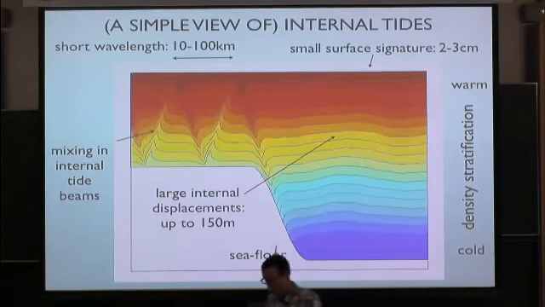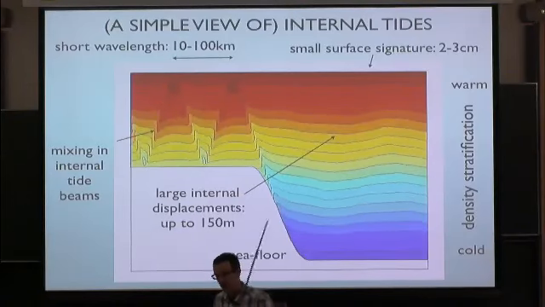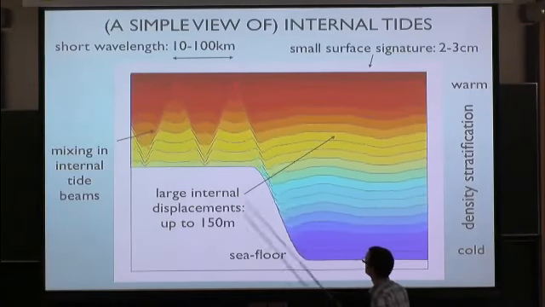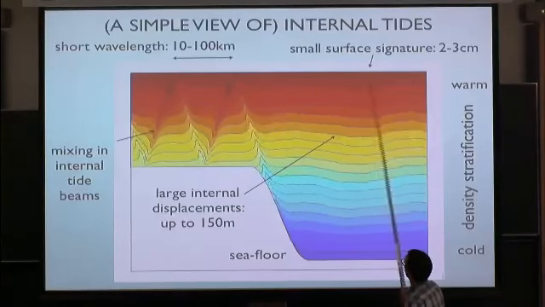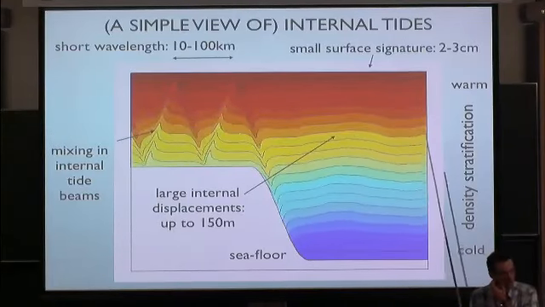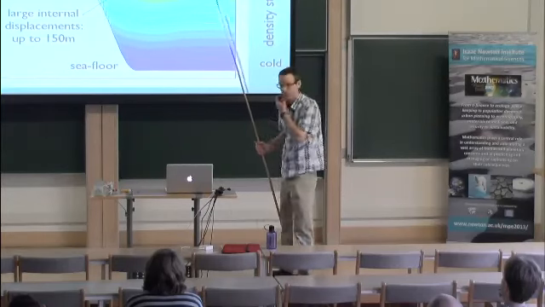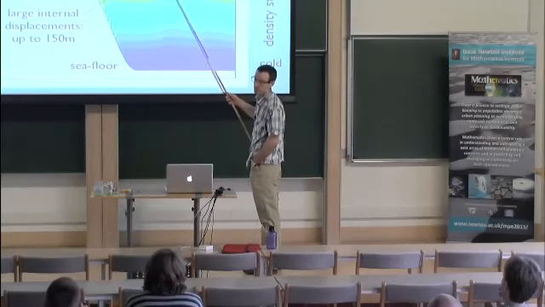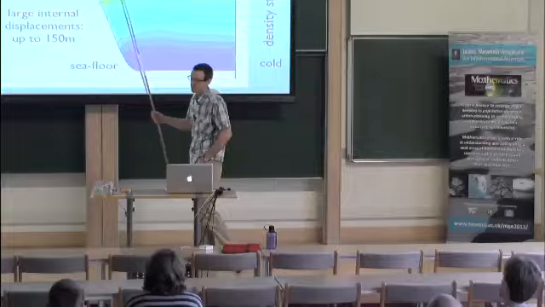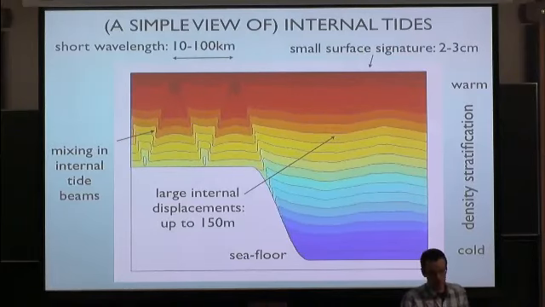These beams can actually be highly turbulent. There can be very strong secondary instabilities or convective overturnings in them, which won't concern us today. These internal tides have a small surface signature, only a few centimeters, but the perturbations in the ocean can be 100 meters or more. These can be truly massive waves.